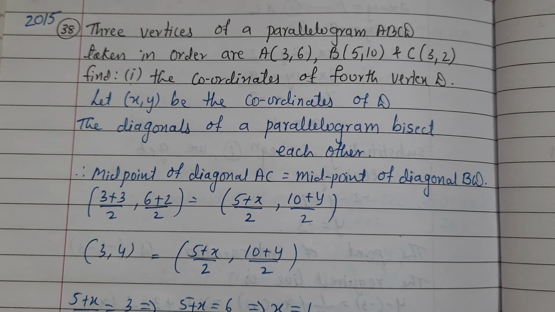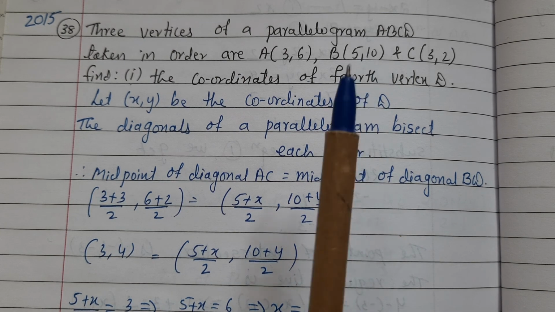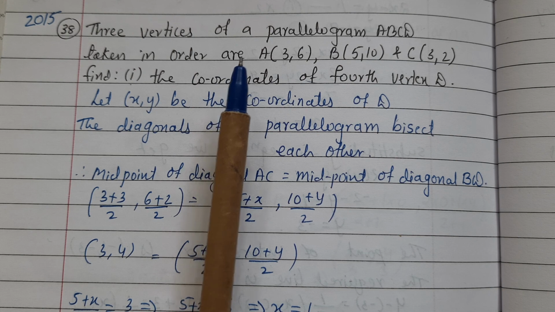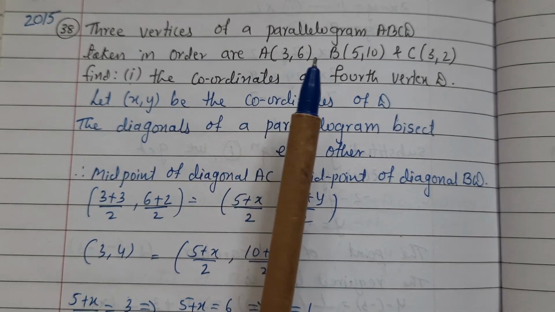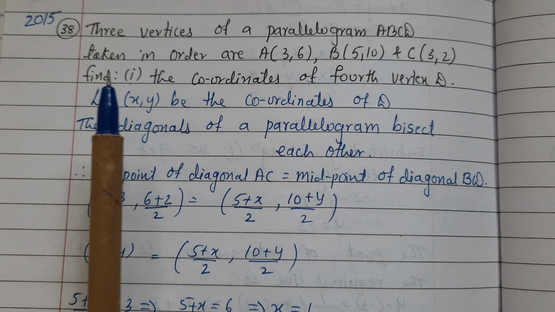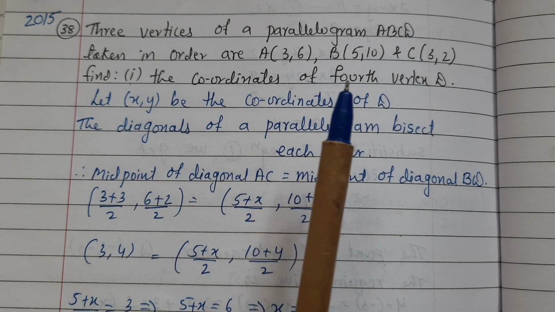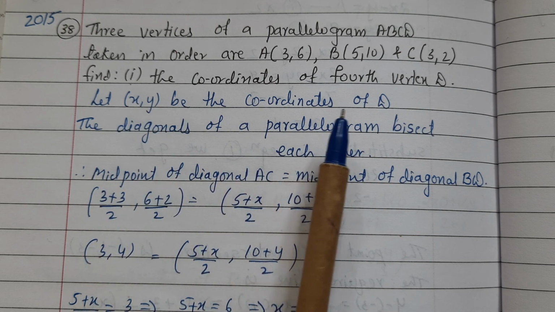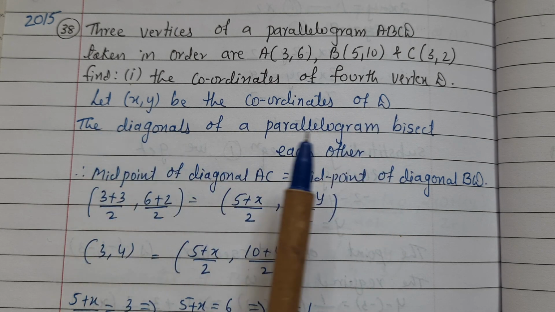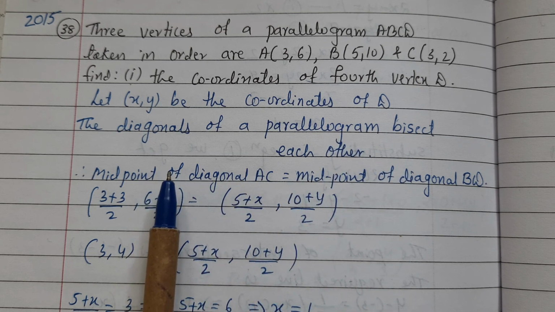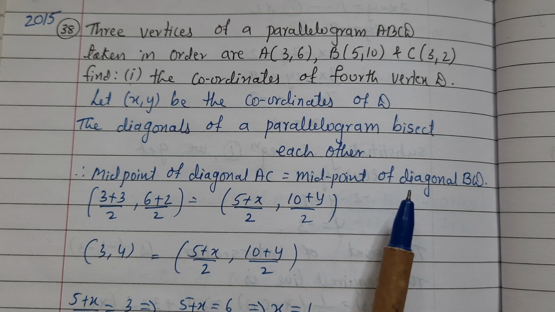Sum number 38. Three vertices of a parallelogram ABCD taken in order are A (3, 6), B (5, 10) and C (3, 2). Find, first part, the coordinates of the fourth vertex D. Let (x, y) be the coordinates of D. The diagonals of a parallelogram bisect each other. Therefore, midpoint of AC equal to midpoint of BD.